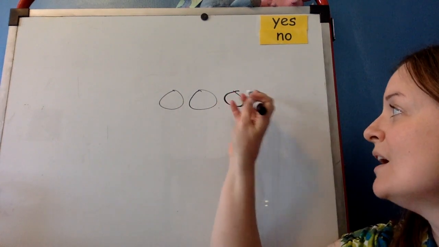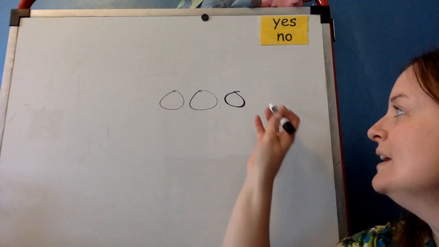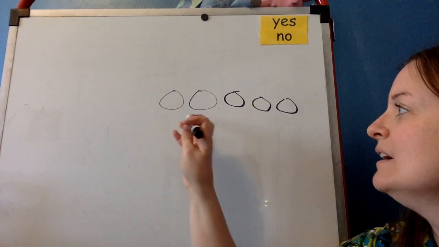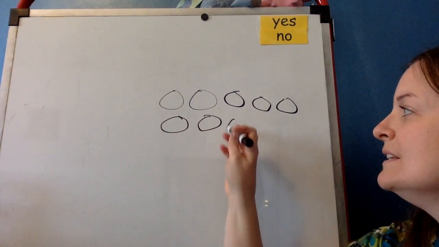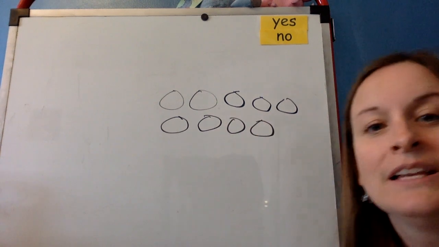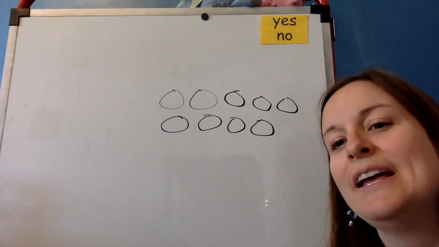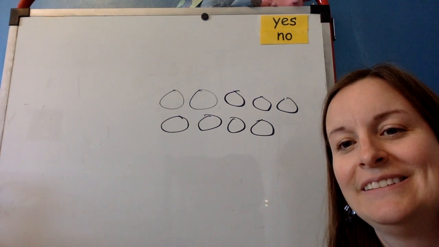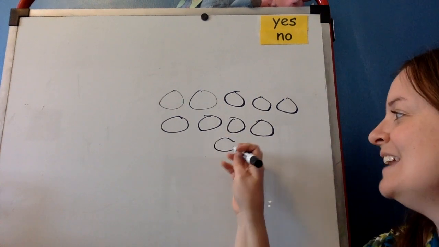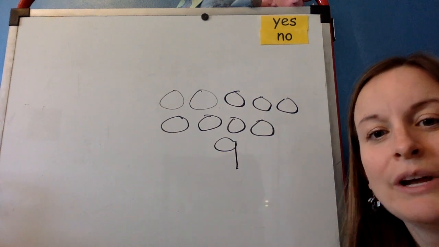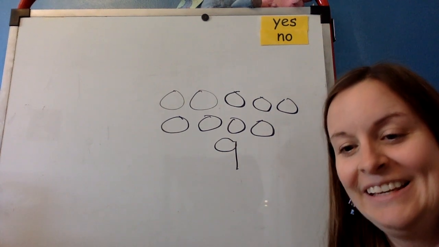If you can, draw it in a 10 frame. So I'm going to go 1, 2, 3, 4, 5, 6, 7. So I drew 7 more birds. How many birds did I see flying in the sky? 9. And make sure you have a nice straight line on that 9.